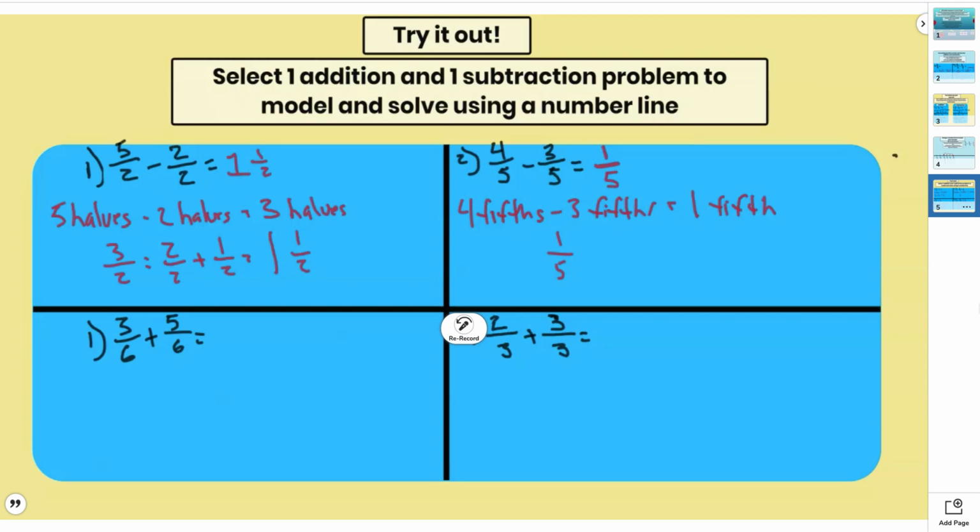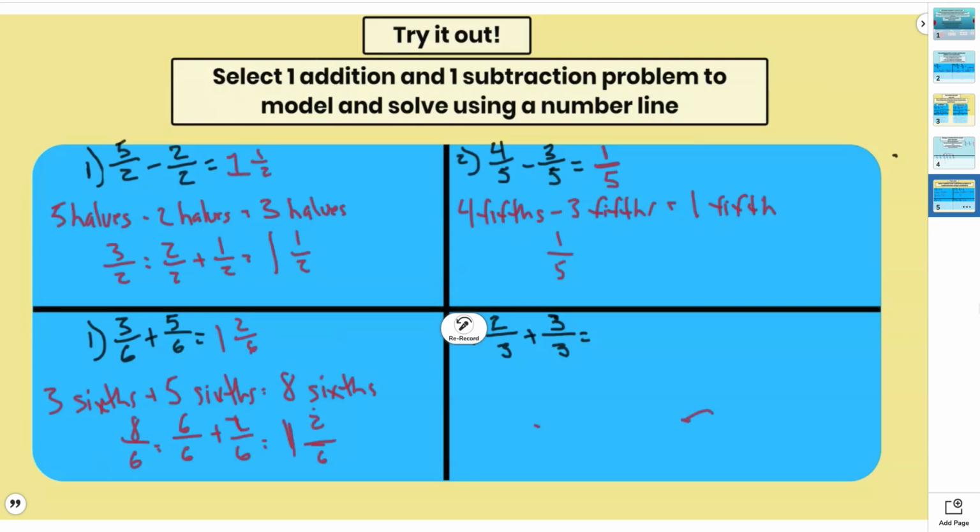Number 1, for addition, we have 3/6. We want to write in unit form. 3/6 plus 5/6. 3 plus 5 equals 8. Our unit is 6. So we have 8/6. We have that decomposed into 6/6 plus 2/6, which is 1 and 2/6. Okay? So our answer is 1 and 2/6.